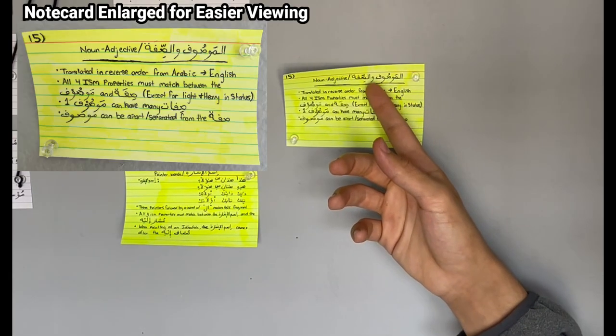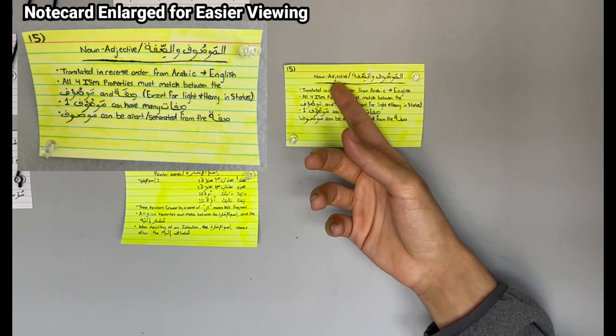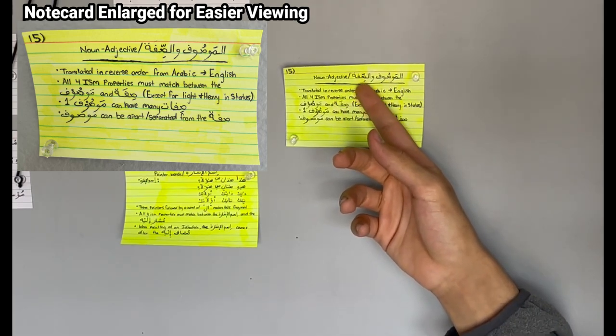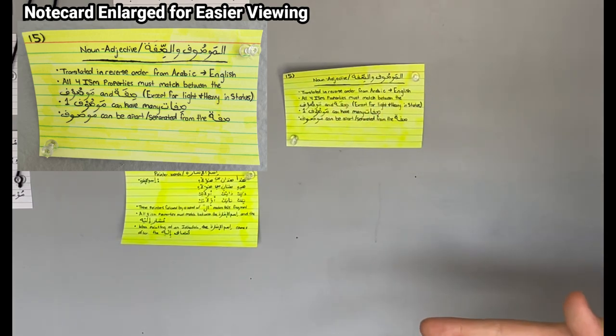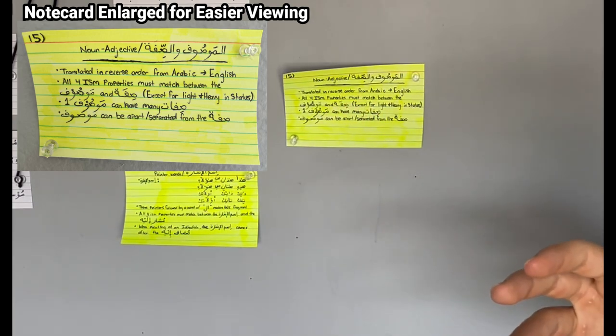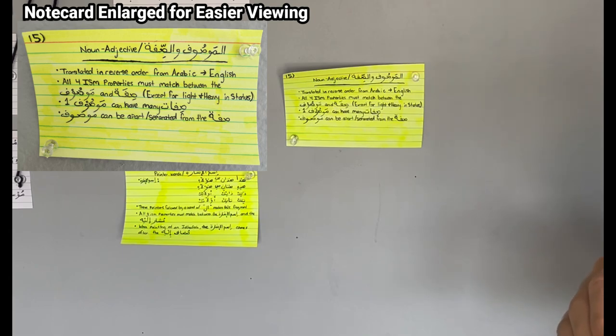Now, what is a mawsuf and sifa? الموصوف والصفة. It just means noun, mawsuf, and صفة is the adjective. You have to know that it's translated backwards from Arabic to English. In English, how does it work? You have a bus, and you want to say it's a yellow bus. You put the word yellow, the adjective, first, and then the noun. But in Arabic, you would flip it. You'd say bus yellow. If you want to say a large book, in English, you say large, and then book. But in Arabic, you would say kitabun kabirun. So you say kitab kabir, which means book large. So it's in reverse order.